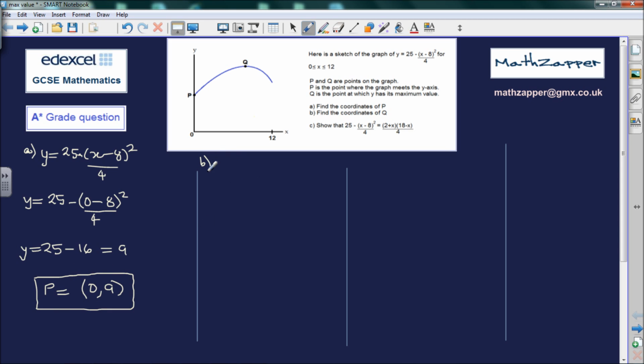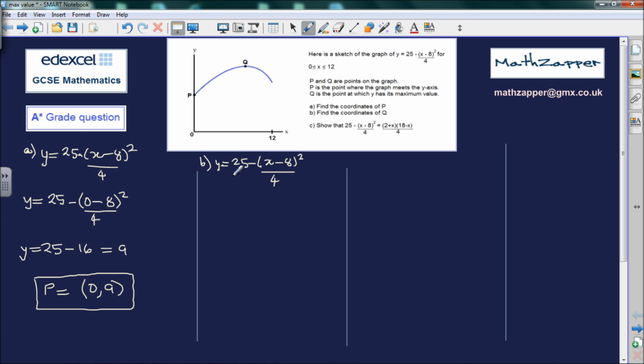Part B, find the coordinate of Q. Now the coordinate of Q, we must be aware, is where the value of y is at its maximum value. So there isn't a value of y that's greater than this value here. So again, we'll write out the equation. y equals 25 minus (x minus 8) all squared divided by 4.